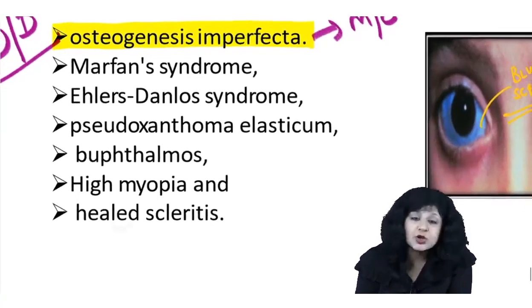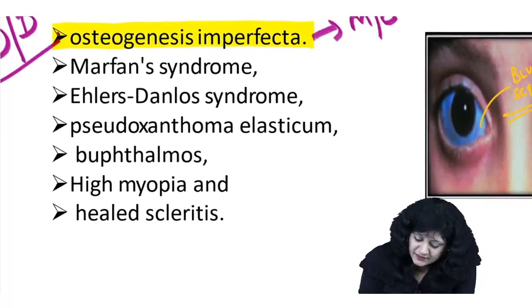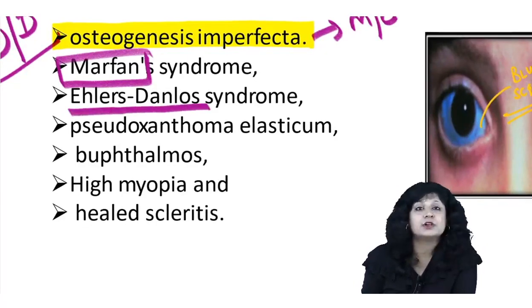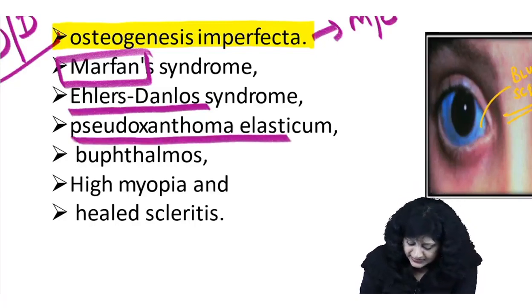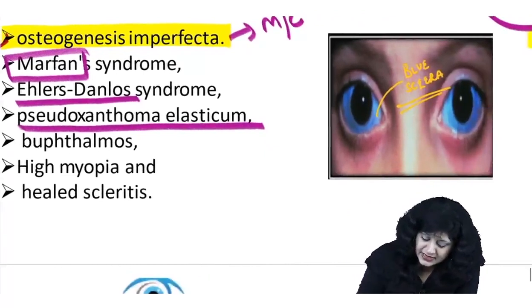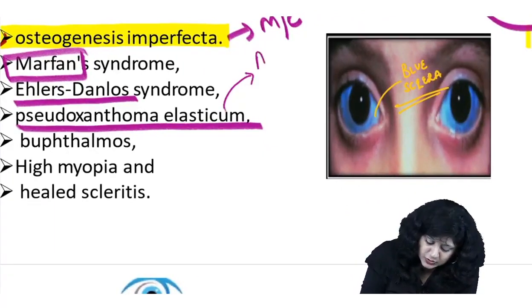Now what are the other disorders of the connective tissue? We can get it in Marfan syndrome also, Ehlers-Danlos syndrome also, and pseudoxanthoma elasticum. Pseudoxanthoma elasticum is again important because here we also have angioid streaks. See, this is a very good way of learning.